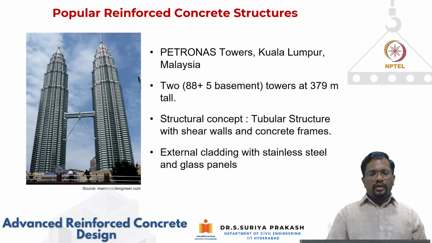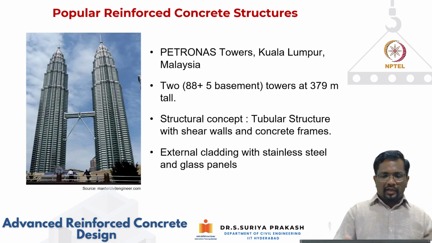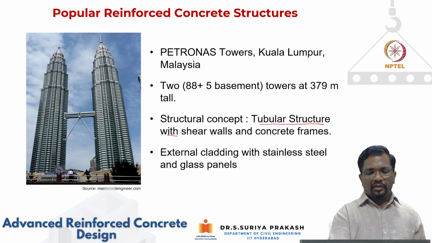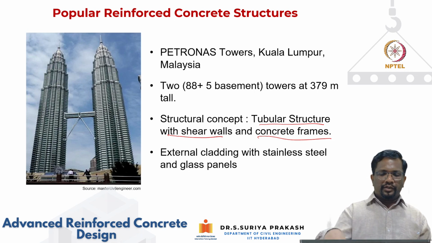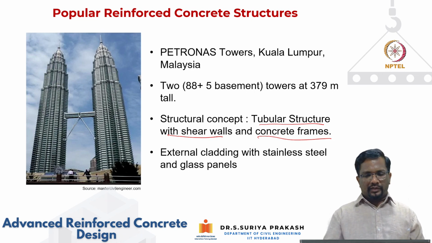And this is again one of the very famous iconic structures, the Petronas Tower in Kuala Lumpur, Malaysia. They have two 88 stories plus 5 basement towers, and they are about 379 meters tall. Again, the structural concept is tubular structure with shear walls and concrete frames. Along with concrete frame and shear wall combined together, you create a tube, multiple tubes as well as shear walls, is a system that they have adopted. And the external cladding is made with stainless steel and glass panels.